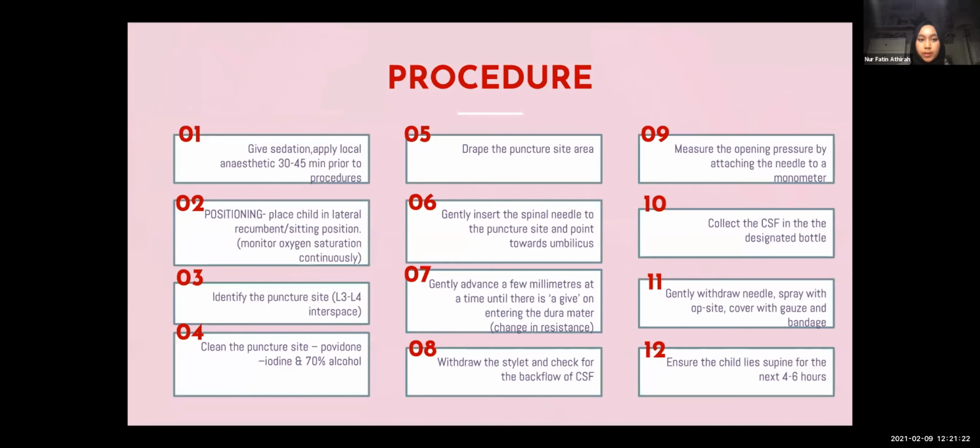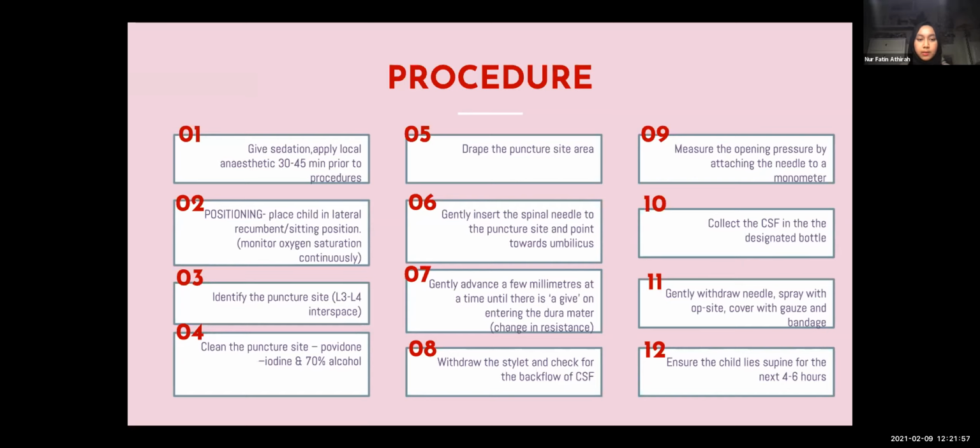Okay, so for the procedure, first, we give sedation and apply local anesthetic 30 to 45 minutes prior to the procedure to minimize the pain, and also we position the child. We can do it in lateral recumbent. Next slide, I will show the picture. We can do it in either lateral recumbent or sitting position. The sitting position may be preferred in children who have potential to develop respiratory compromise because of hyperflexion of the neck in the lateral recumbent position.